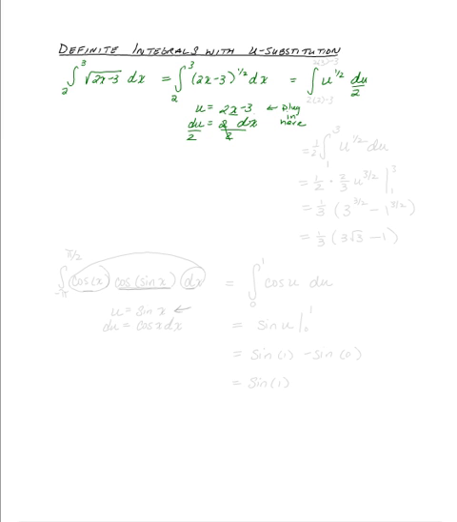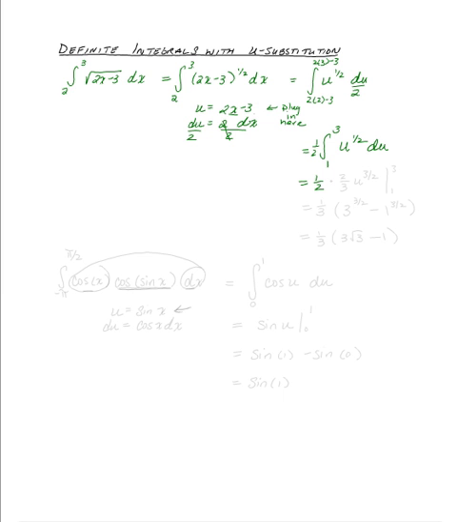So my new lower bound is going to be 2 times 2 minus 3, and the upper bound would be 2 times 3 minus 3, where I'm just plugging the upper and lower bounds that were on x into the u equals equation. Okay, let's go ahead and simplify that. So we would get the integral of, that would be 6 minus 3 is 3, u to the 1/2 du. My 1/2 comes out front. My lower bound is 4 minus 3, which is 1.